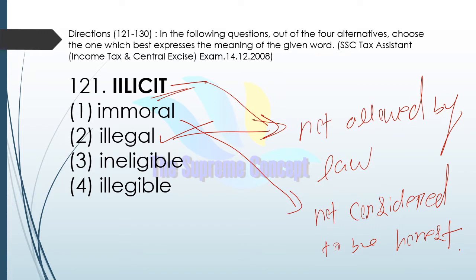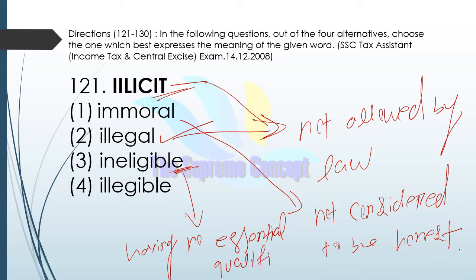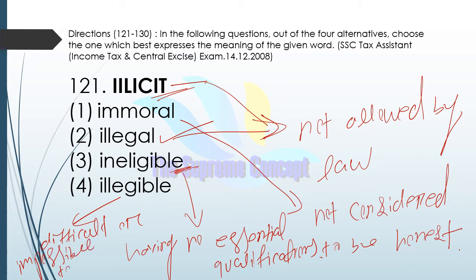And then we have ineligible. Ineligible means not having the necessary qualifications to do something, having no essential qualifications. And then we have illegible. Illegible means it is difficult or impossible to read, unreadable type.